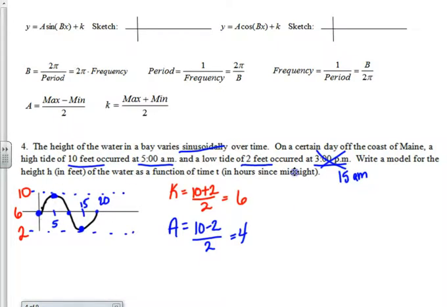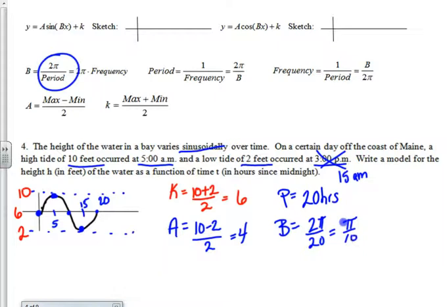So the period length for this tide is 20 hours, but for me to write a formula, I need to know the b value. So the b value is 2 pi divided by the period. So if I reduce that and I want to leave it as pretty as possible, I'm going to leave it as pi over 10. Almost done.